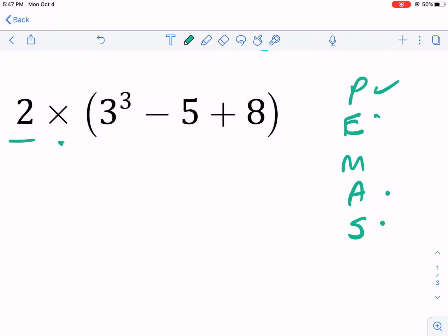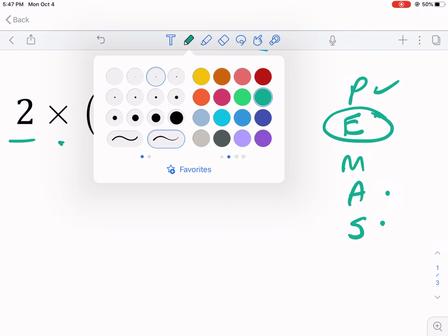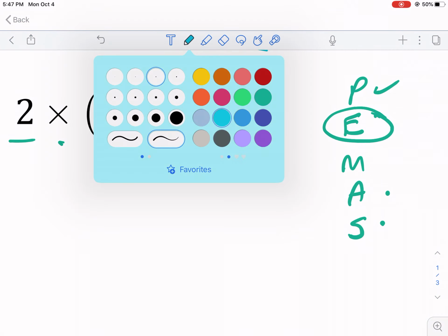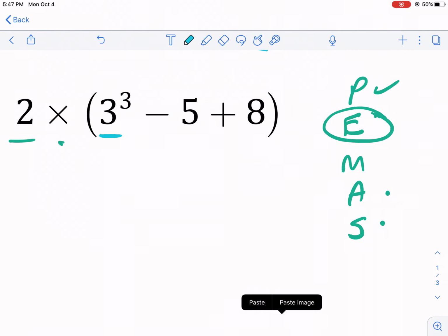So the first thing we have to do is take care of these exponents inside the parentheses. I want to make sure I take care of this. So this means 3 times itself, 3 times. I like to copy down the rest.